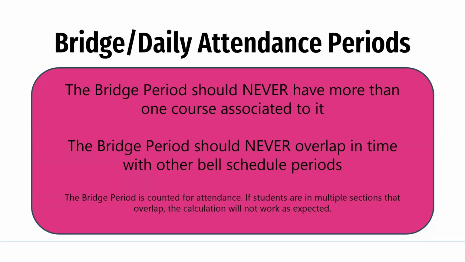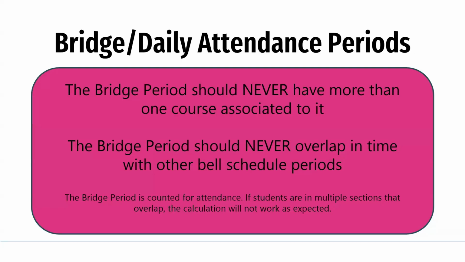Anything else from the team on that one? I know this is very, very important. No, I think, just as long as people understand, we had an incident where a school had 6 courses that encompassed the actual bridge period. So that student's attendance cannot calculate correctly, because the system doesn't understand if your bridge period has 6 courses, where am I to associate that attendance? So it will guess, and it usually isn't the guess that you want.